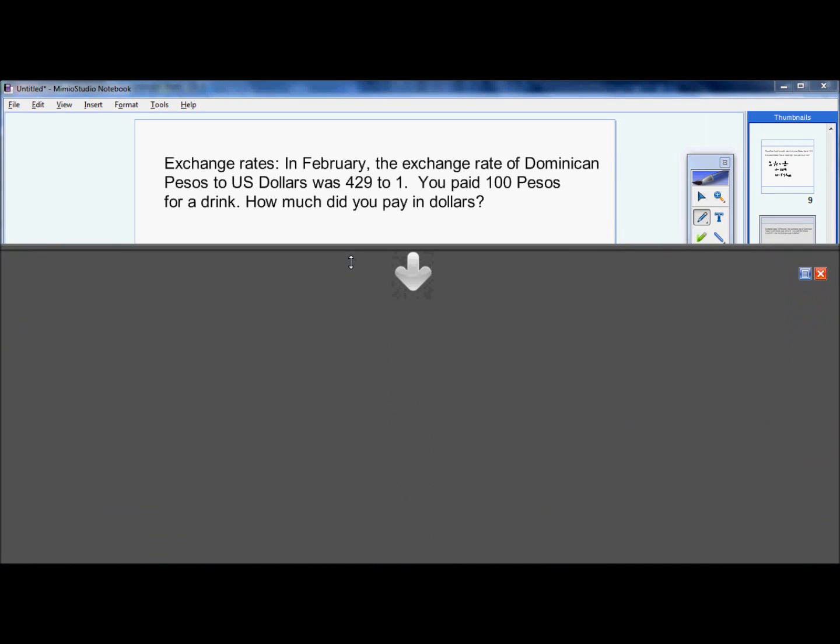Alright, here's another very useful thing to think about. Some of you are going to be traveling in your life. I just gave an exchange rate in this particular problem of Dominican pesos to US dollars. Our seniors were just in this very situation. It was about 429 to 1. Okay, 429 pesos to a dollar. So you go into the stores and you start seeing things written out in pesos. You should have an idea of how much you're paying in dollars.